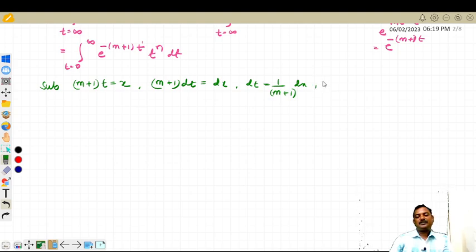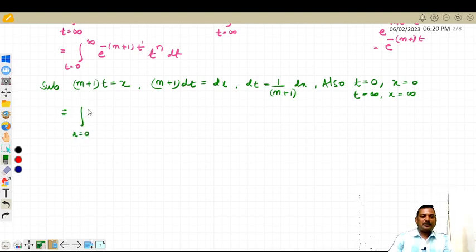Also change the limits. Okay. When t equal to 0, what will happen? When t is equal to 0, 0 into m plus 1 is 0, then x becomes 0. When t equal to infinity, x becomes again infinity. Students, infinity is like an ocean. Okay, you can add water, subtract water, you can multiply the water. It will remain ocean only. So for that purpose, it will become infinity. So now new values, again x runs from 0 to infinity.